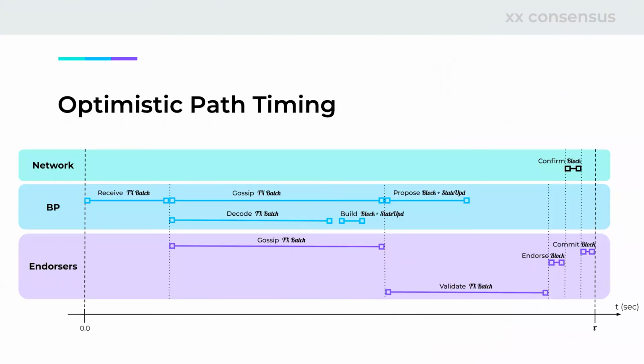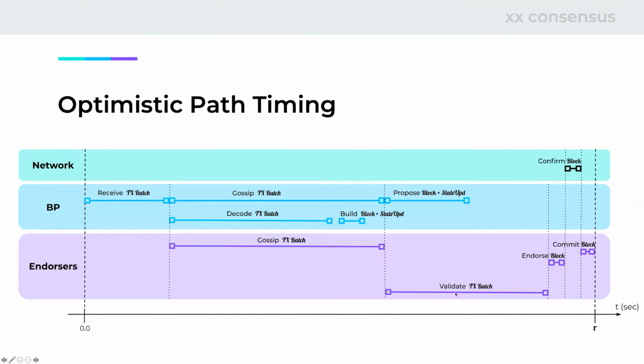So now we have described how XX consensus works in a procedural way. So we want to take a look at a timing diagram of a regular consensus round. It can be seen that the BP waits for the transactions and then it starts decoding them, which is basically validating them and sending them to the endorsers in parallel. Then it will build the block and the state update. After the endorsers have received the transactions, they will start decoding them right away. And in parallel, the BP is proposing the block and the state update to the network.